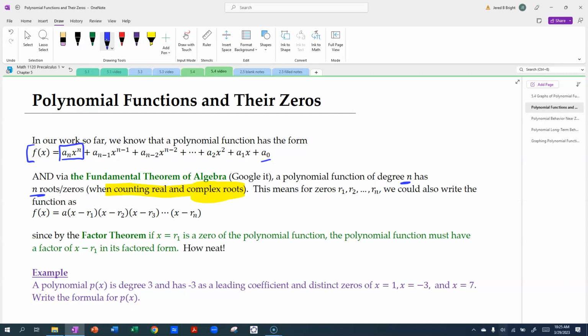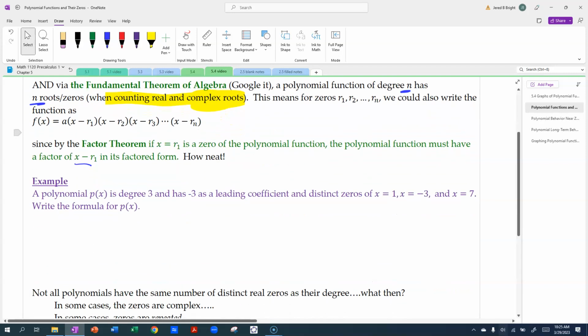And so what this means is if we know we have a degree n polynomial such as this, we can look at its roots or its zeros, and then using the factor theorem, if we have a zero at a particular value, that means that the polynomial function must have a factor of x minus r, 1 in this case, in its factored form. So that's why we can write the polynomial as a product of its factors, where each factor is a zero of the polynomial. Kind of neat, okay?